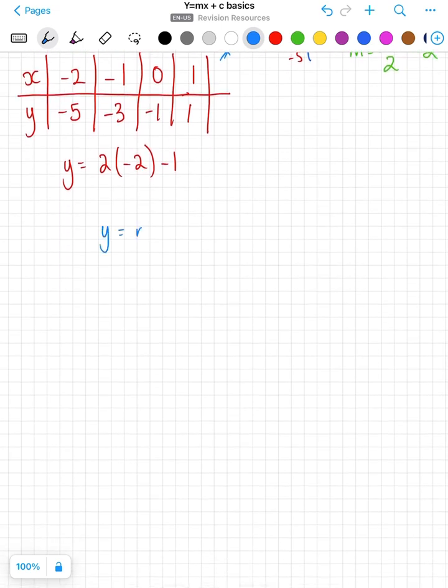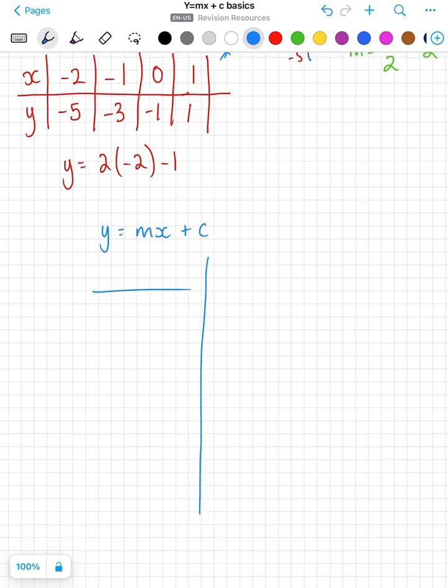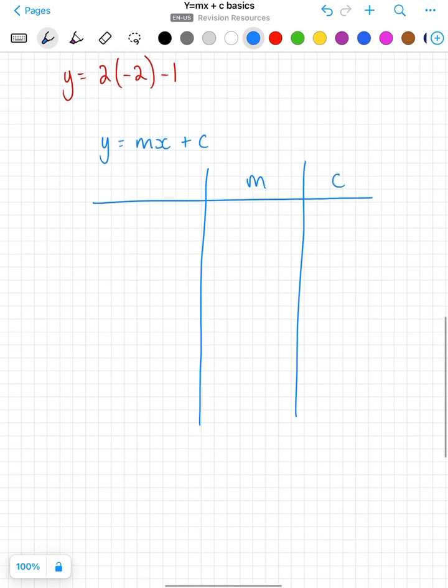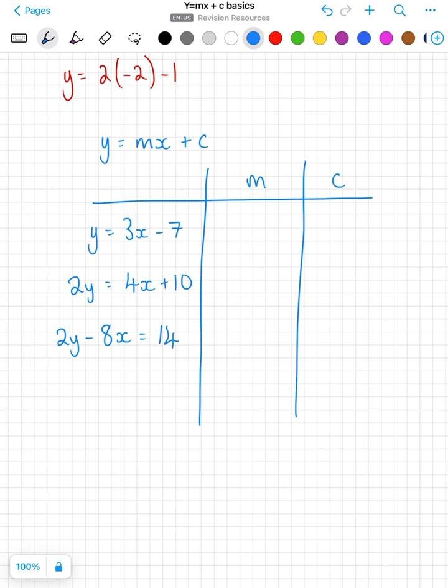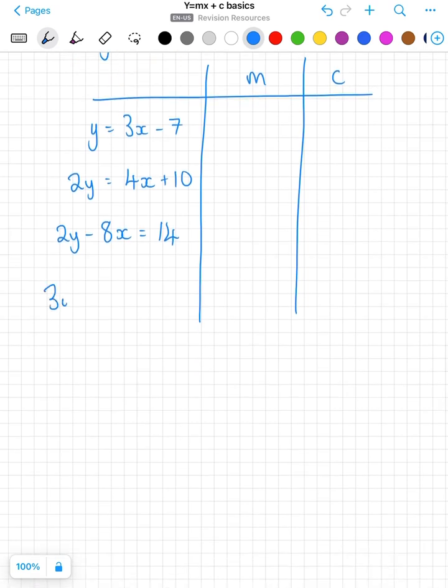So if we're looking at some other examples of y equals mx plus c, some straight line graphs, and we were asked to identify the gradient and the y-intercept: y equals 3x minus 7; 2y equals 4x plus 10; 2y minus 8x equals 14; and 3y plus 9x minus 12 equals 0.